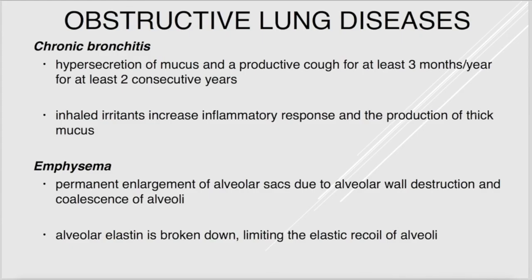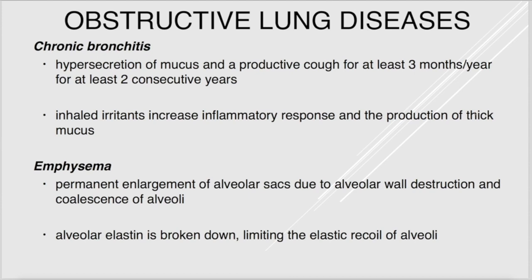So chronic bronchitis, the definition: hypersecretion of mucus as well as a productive cough for at least 3 months per year for at least 2 consecutive years. Inhaled irritants are going to just cause this inflammation, which is bronchitis, and with any sort of irritation or inflammation, you produce mucus.